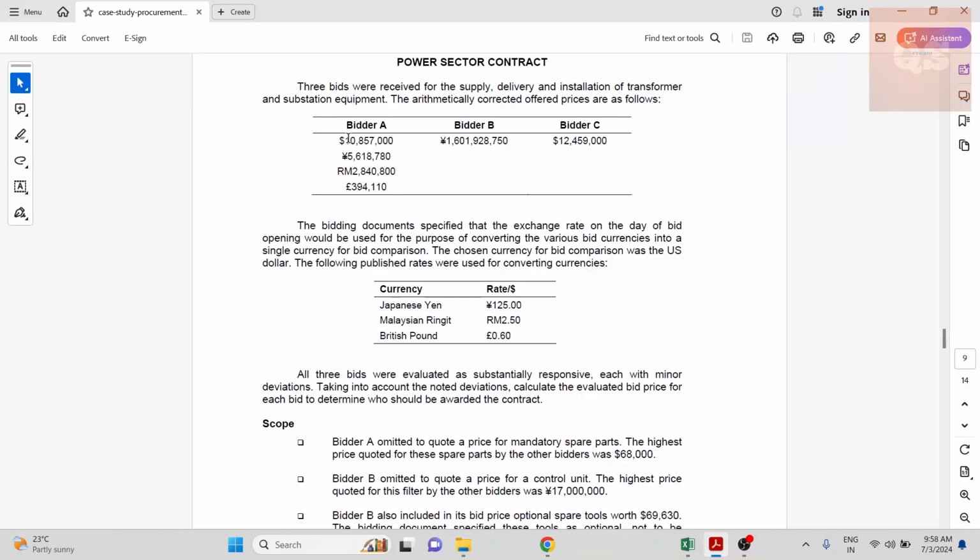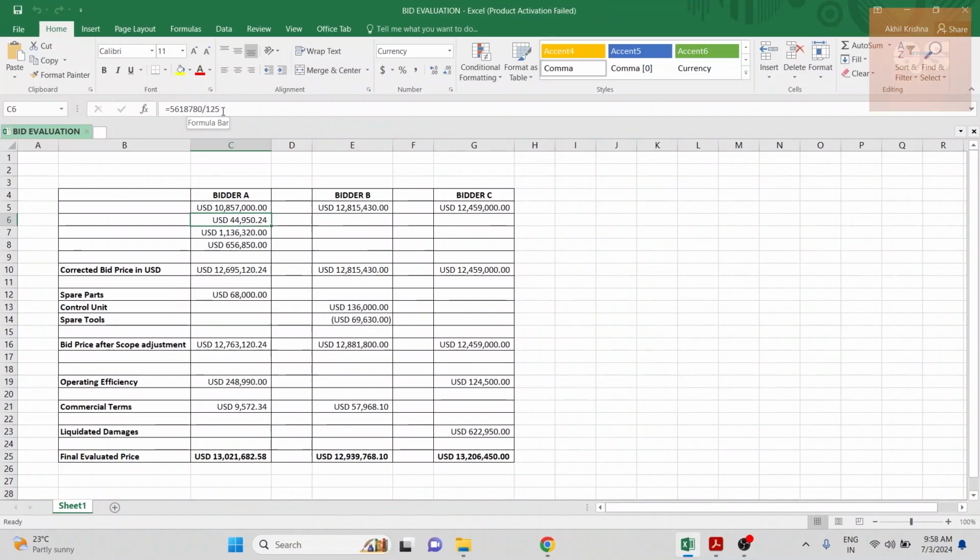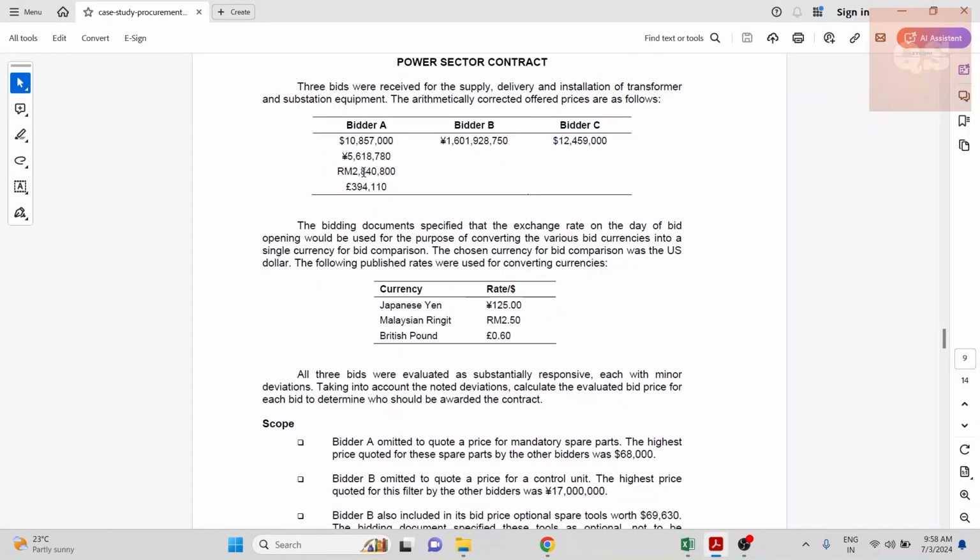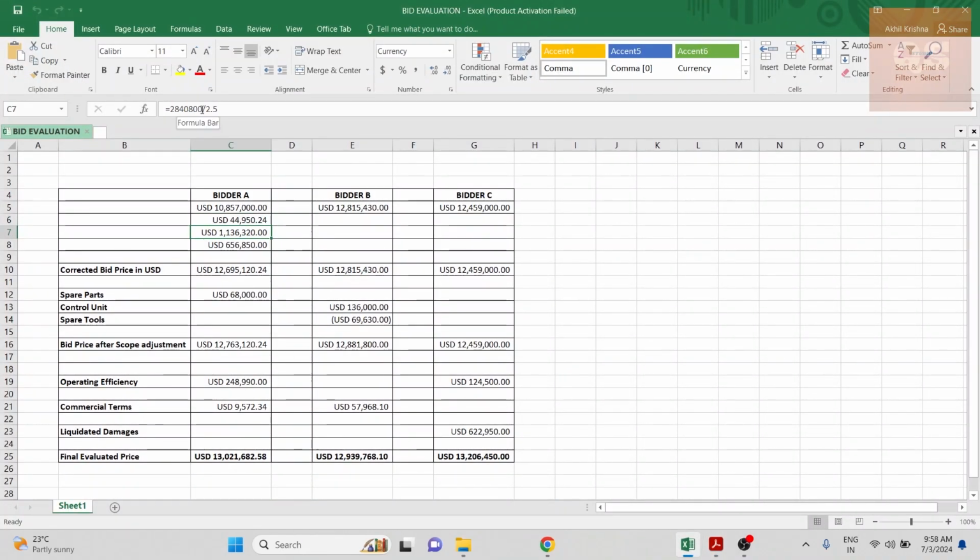For bidder A, we need to add all these. The first one is given in US dollars, so that is fine. This one is in Japanese yen, 5,618,780, and 125 is the exchange rate. So 5,618,780 divided by 125 gives around 44,950 US dollars. And this one is Malaysian ringgit, almost 2 million, 2.84 million, and the rate is 2.5. So 2.84 million divided by 2.5 gives that much in US dollars. After converting all, we get the final bid in US dollars as around 12 million.